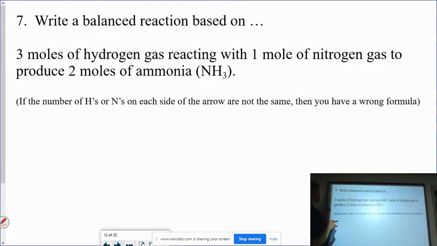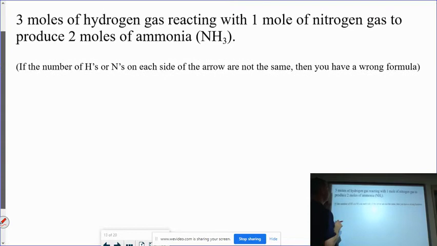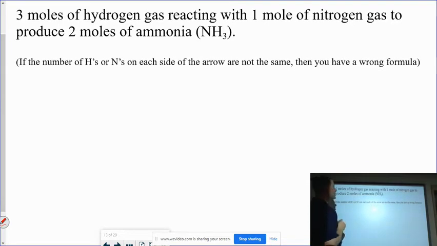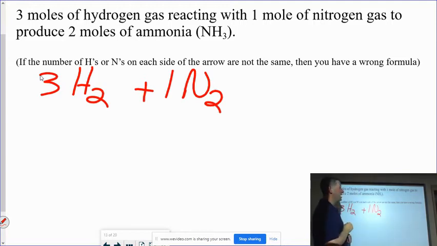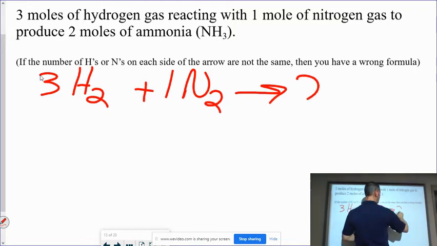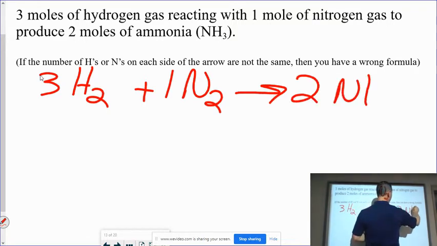Write a balanced equation based on the following. So pause the video, see if you can do that. So 3 moles of hydrogen gas. That's hydrogen gas. Remember, hydrogen is a diatomic element. It's always found in pairs. So 3 moles of hydrogen gas reacting with 1 mole of nitrogen gas. So that's N2. Again, nitrogen gas is another diatomic element. And that produces 2 moles of ammonia.